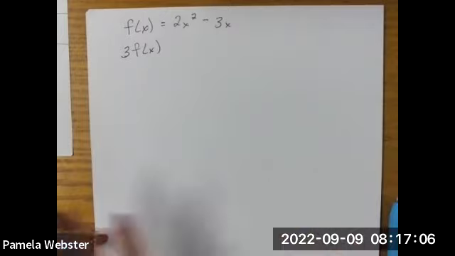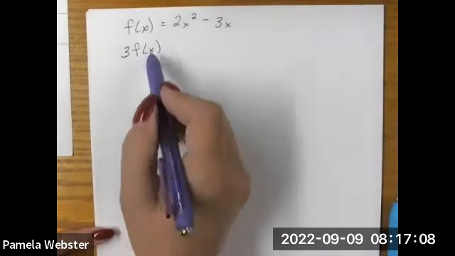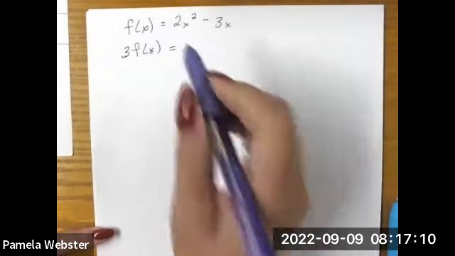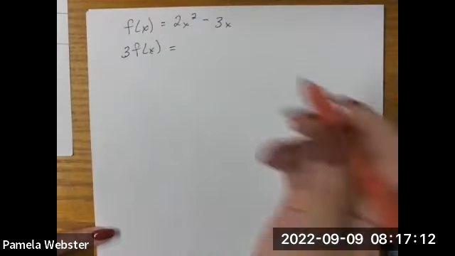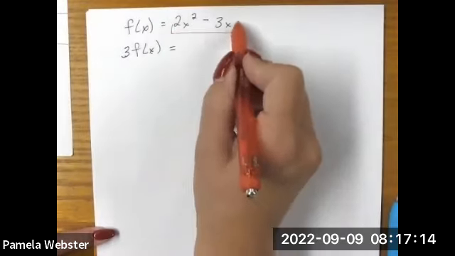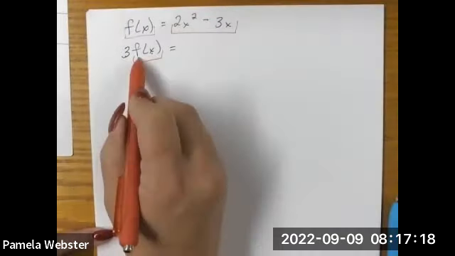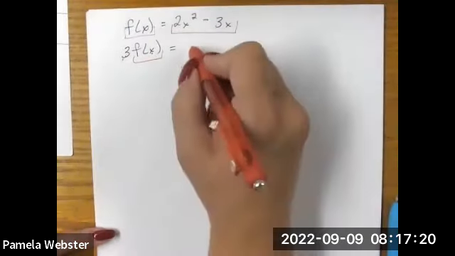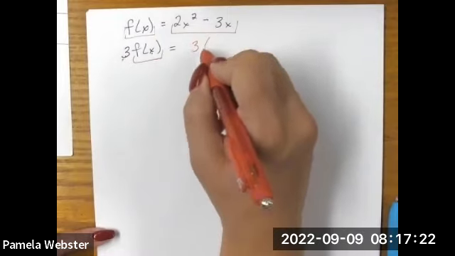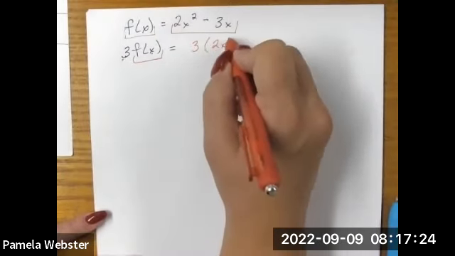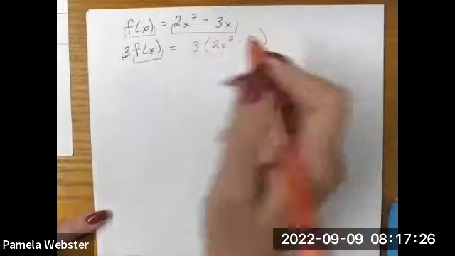Okay, find a value. Now, I'm not substituting in here. Instead, I'm saying take your entire function, f of x, that's the entire function, right? And multiply it by 3. So that's going to look like 3, and again, I'm going to use the parentheses, 2x squared minus 3x.